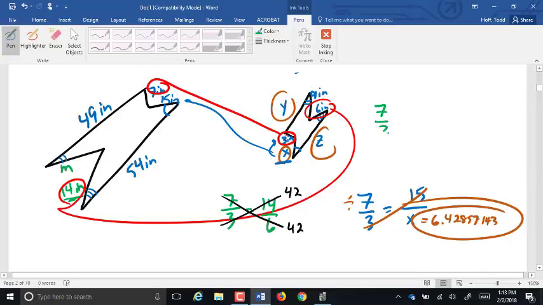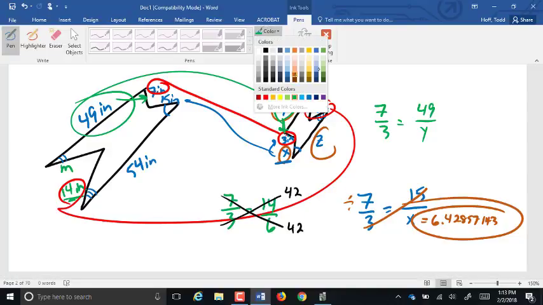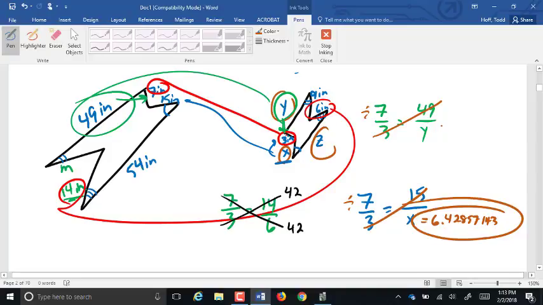Continuing with that 7 over 3. Let's find y. Well, y is also from the same figure as the 3, so it goes on bottom. Y corresponds with 49. It's next to the 3, the 49 is next to the 7. We cross multiply and divide here. 3 times 49 divided by 7 is 21.